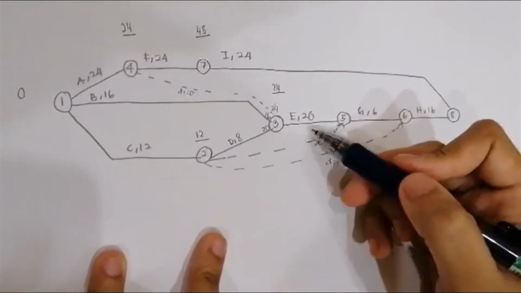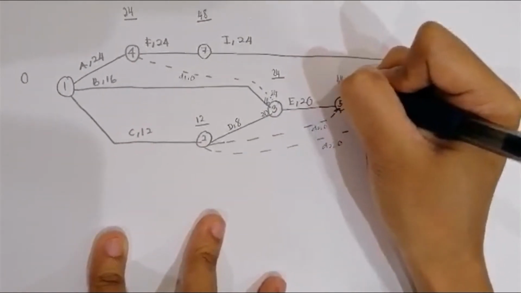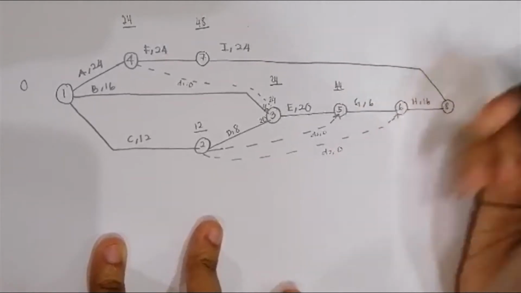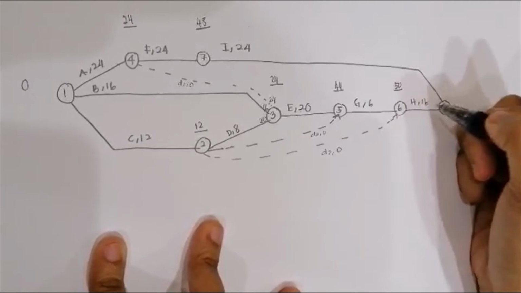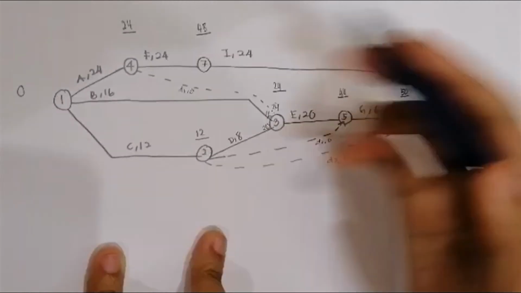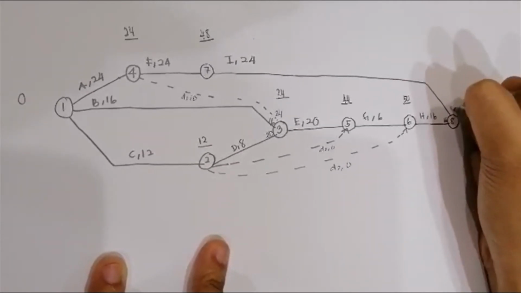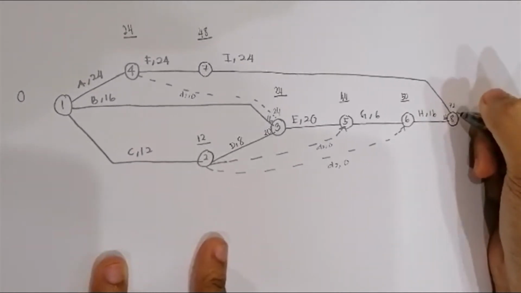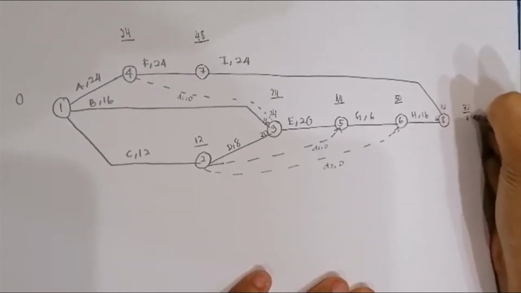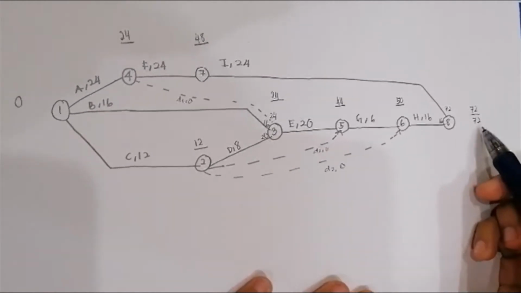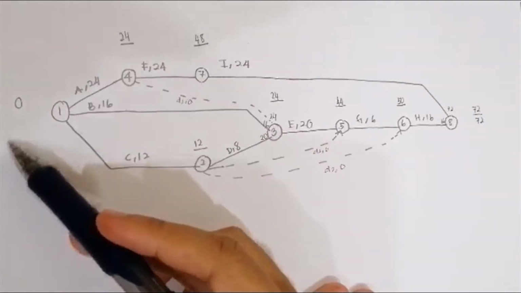Okay, next, 24 plus 20 equal to 44. Then 44 plus 6 equal to 50. And then 50 plus 16 equal to 66. And then 48 plus 24 equal to 72. So we have to choose the biggest number, which is 72. Okay, next, to calculate LET, we have to minus the number until we get the 0 back.